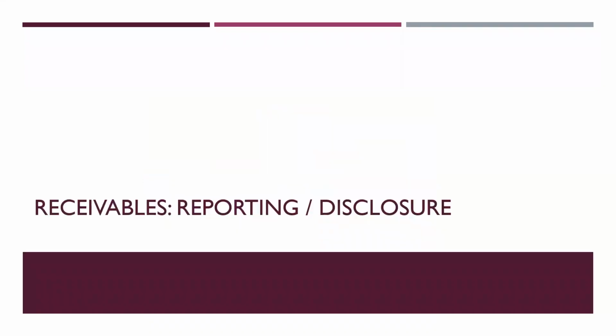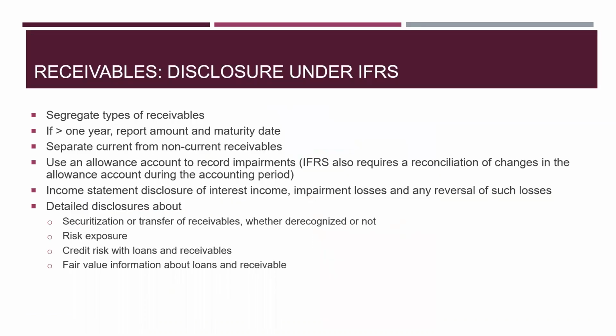Looking at the disclosure requirements for receivables and the reporting. Under IFRS, we have to segregate the types of receivable from current to non-current. If the receivable is over 1 year, then we need to report the amount and the maturity date. We also need extensive disclosure related to interest income, impairment losses, and any reversal of these losses. What allowance method was used? What is the securitization? What is the risk of exposure, credit risk, and fair value information about the loans and receivable? The disclosure requirement under IFRS for receivables is again quite extensive.